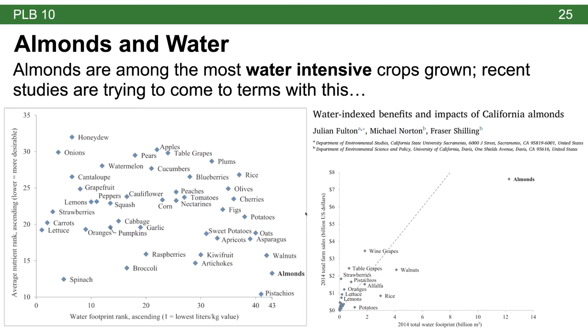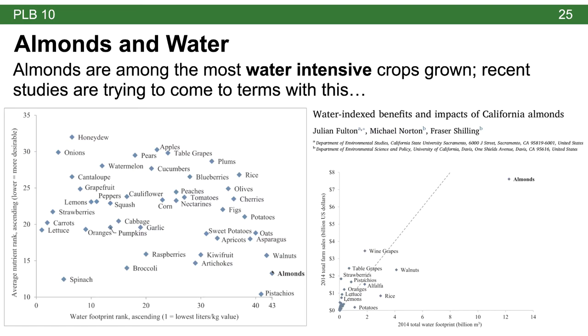And so on the far left, you can see a graph where on the x-axis, you have water footprint rank, where higher numbers mean a larger footprint. And then on the y-axis, you can see average nutrient rank, where the lower the number is, the more nutrients are present. And you can see that while almonds are at the very tippy top in terms of water footprint, they're also at the tippy top of nutrients. So while they do use a lot of water, they are also a very nutrient-rich food.